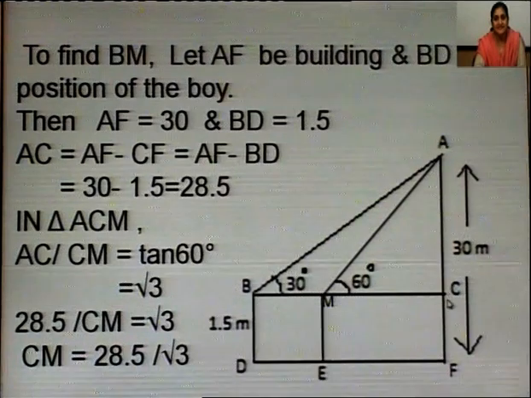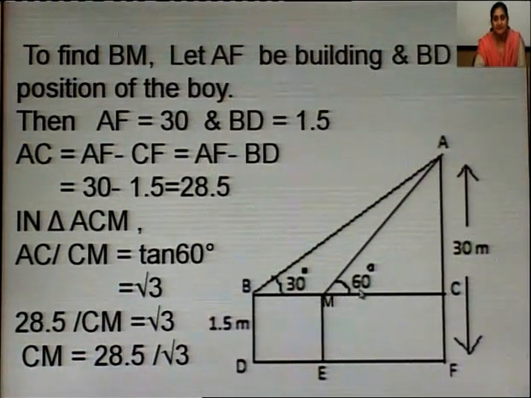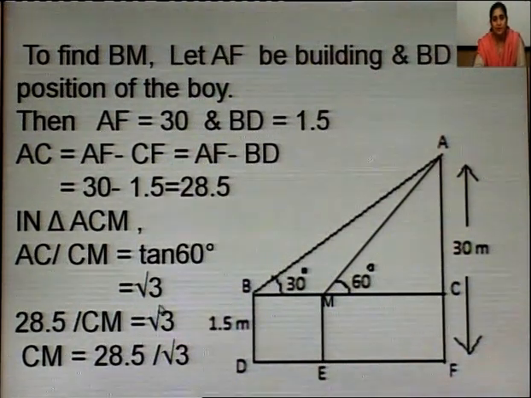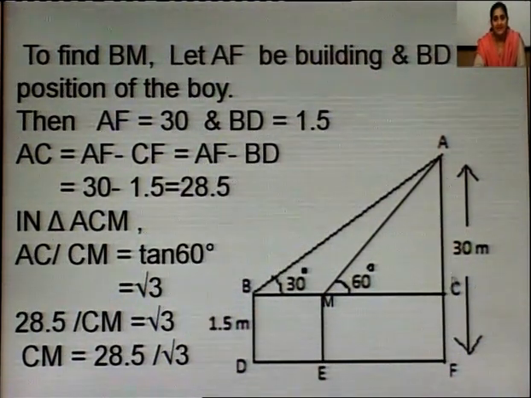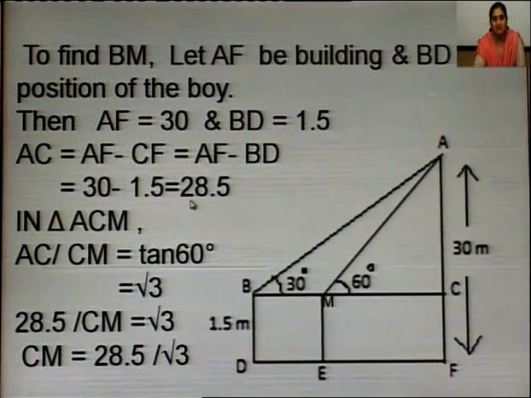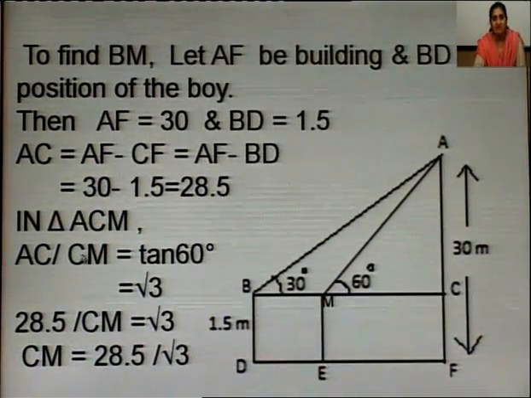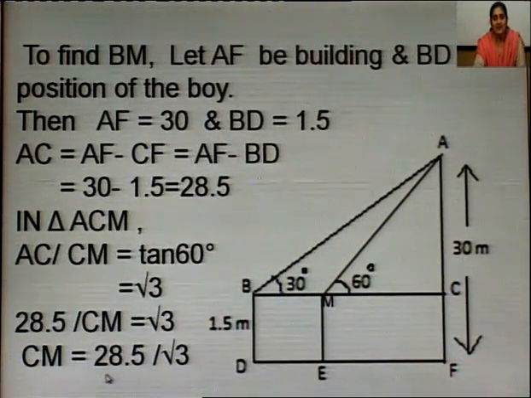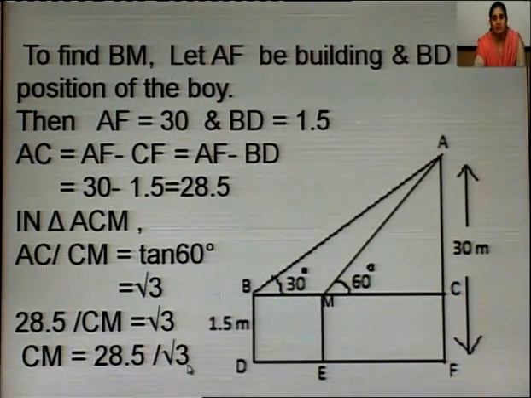Now consider this right angle triangle ACM. Here AC by CM is tan 60 degrees, and the value of tan 60 degrees is equal to square root 3. We will put the value of AC, which we have found is equal to 28.5. When we put the value of AC, we will find CM as 28.5 by square root 3.